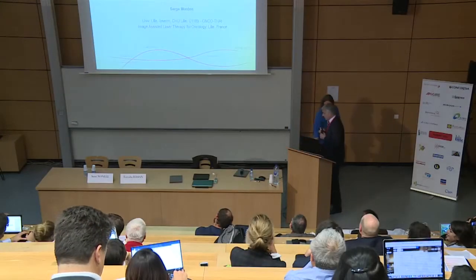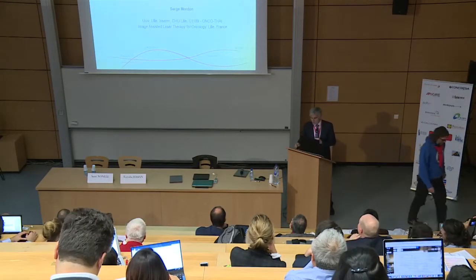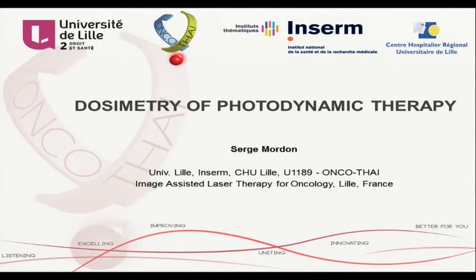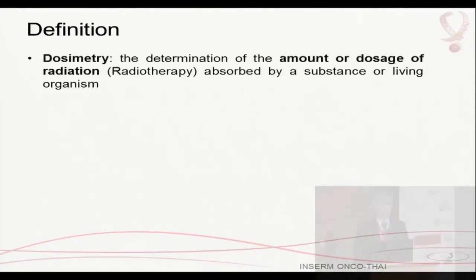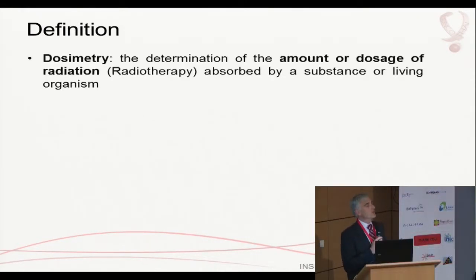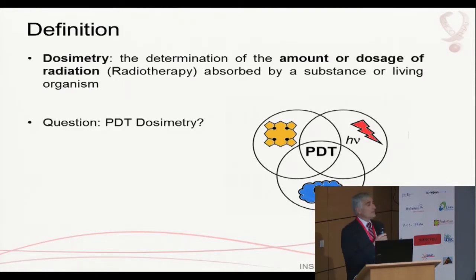So dosimetry, yeah, that's an interesting topic. We work from time to time with radiation oncologists, and when we start to talk about dosimetry, it seems that dosimetry doesn't have exactly the same meaning for us and for them. So I thought it was interesting maybe to go back to the definition of dosimetry, and at least for the radiation oncologist, the determination of the amount of dosage or radiation absorbed by a substance or living organism is dosimetry. Okay. So, question: what is PDT dosimetry?